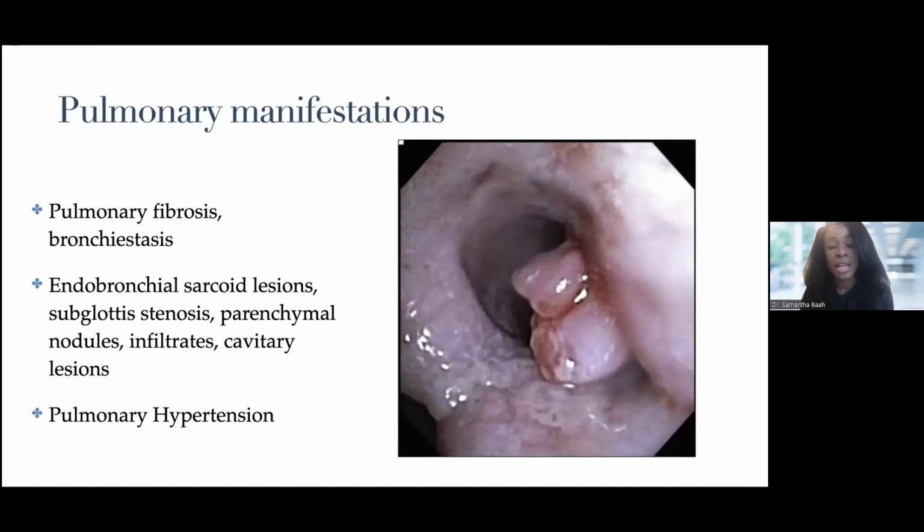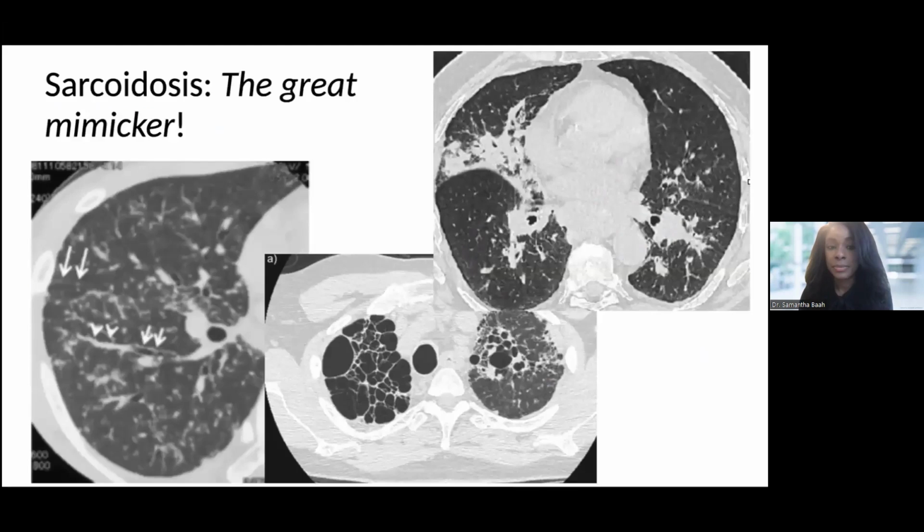And the lesions in the lungs can look like anything. They can be cavitary. They can look like pneumonia. They can look like just faint little micronodules. So it's something that you want to explore if your patients are having a lot of different systemic symptoms. And it can also cause pulmonary hypertension.